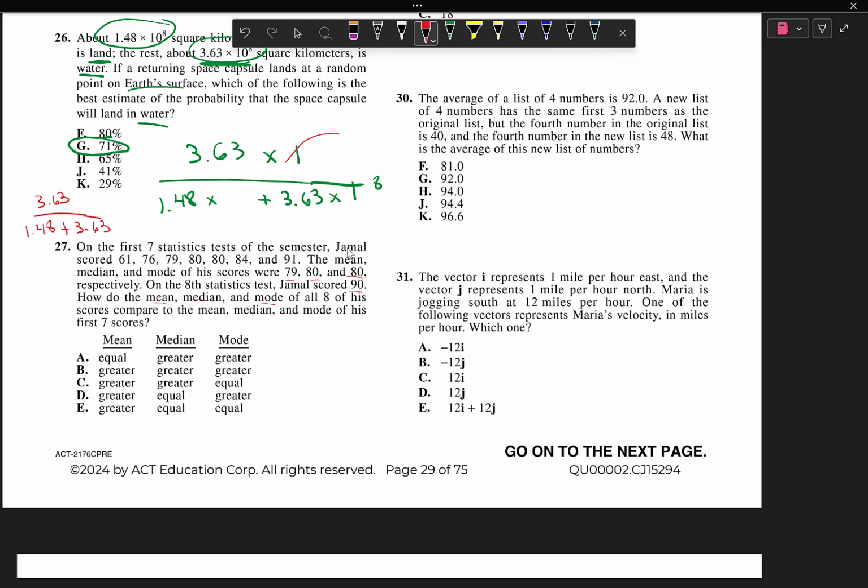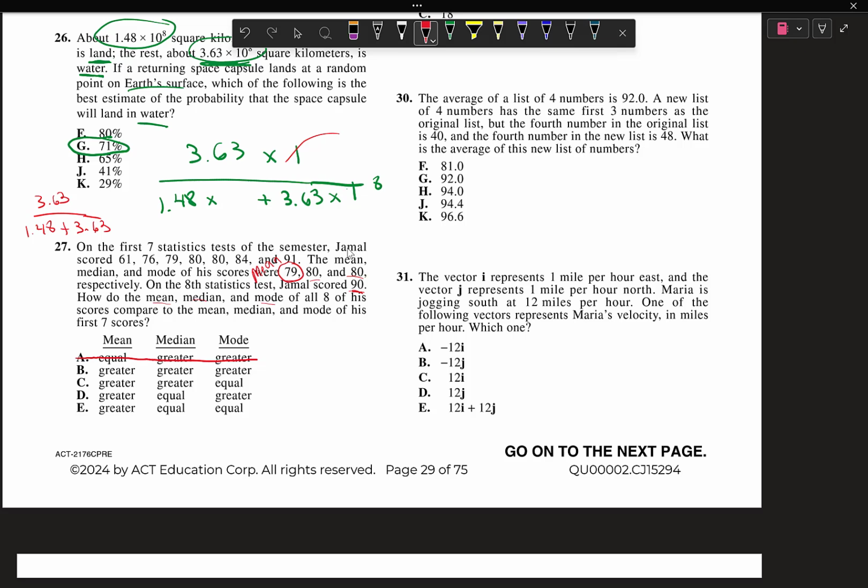So first off, the mean, that's easy. He scored a 90, so mean is just the average. So since this is our mean of 79, and he scored above the average, that number is going to go up. So unfortunately, we can only rule out answer choice A. So B, C, D, or E.